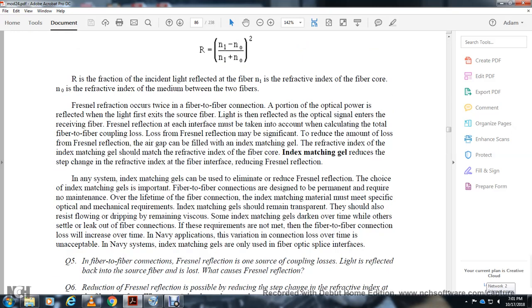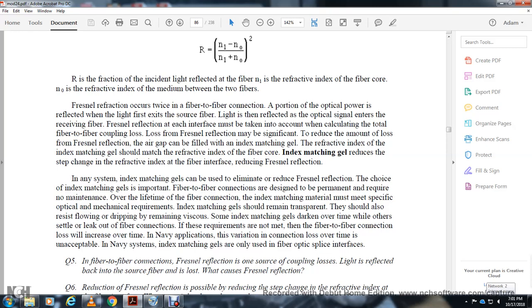First, normal reflection occurs where fibers connect, from a portion of the optical power being reflected. A portion of the light is reflected and does not enter the receiving fiber. The Fresnel reflection at each interface must be taken into account when calculating the total fiber-to-fiber coupling loss. The loss from Fresnel reflection may be significantly reduced if the air gap is filled with an index matching gel.